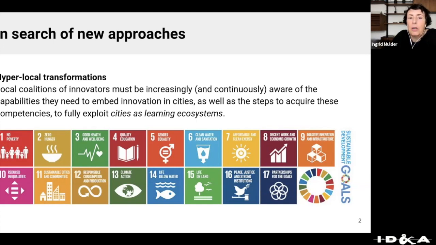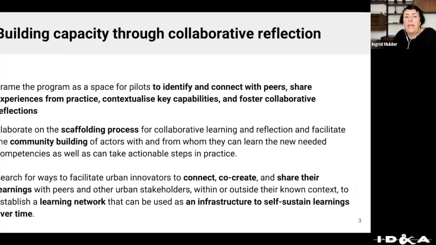By looking more closely at what we call hyperlocal transformations, we aim to contribute to the United Nations call for new approaches to address the Sustainable Development Goals. In our study, we had the luxury to be part of a larger European program that was investigating the transformative power of design for sustainable innovations.